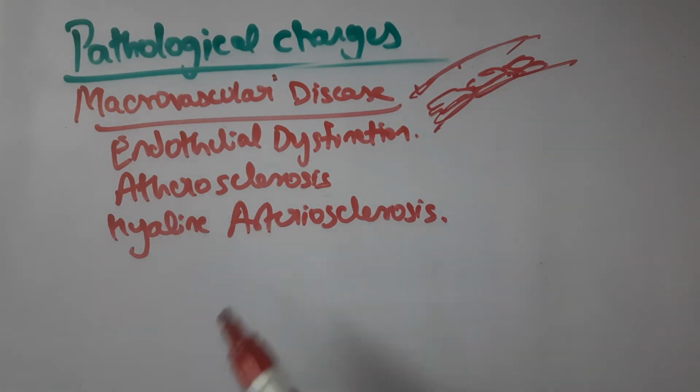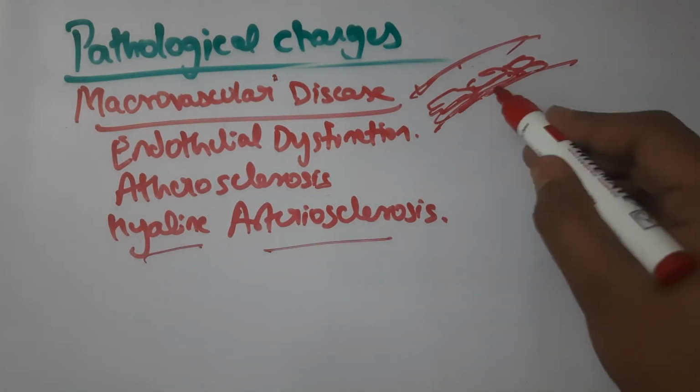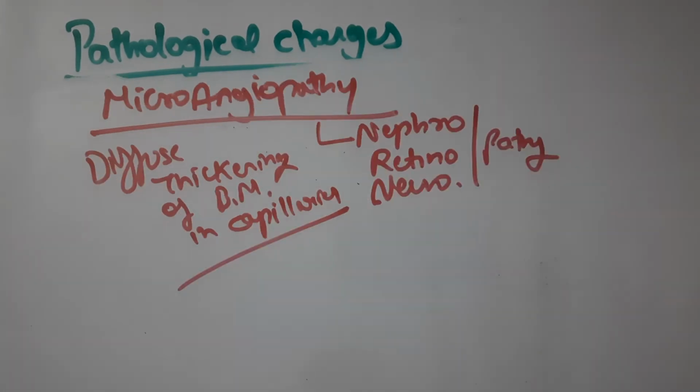There will be accelerated atherosclerosis of aorta and large and medium sized arteries. Also there will be hyaline arteriosclerosis, hyaline deposition. So there are three changes: endothelial dysfunction, accelerated atherosclerosis, and hyaline arteriosclerosis, which are seen in macrovascular disease of diabetes.